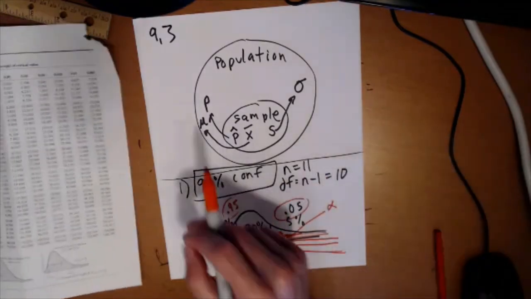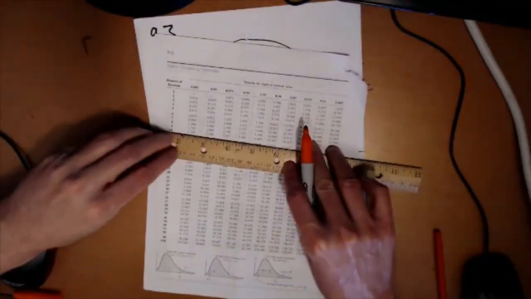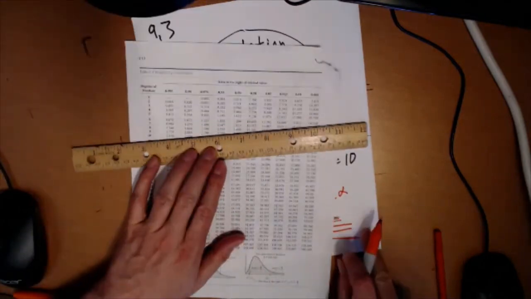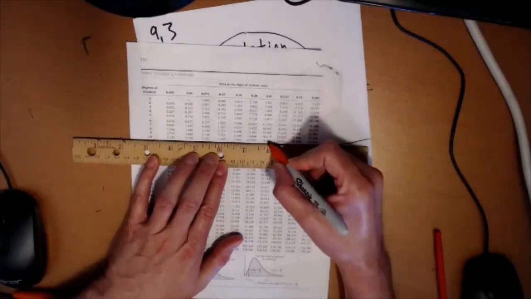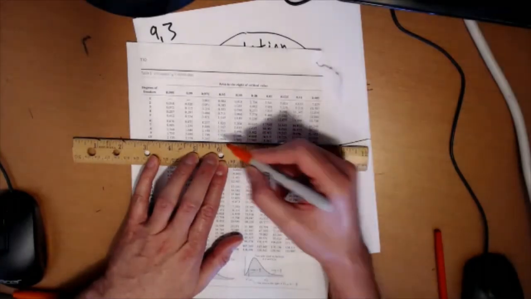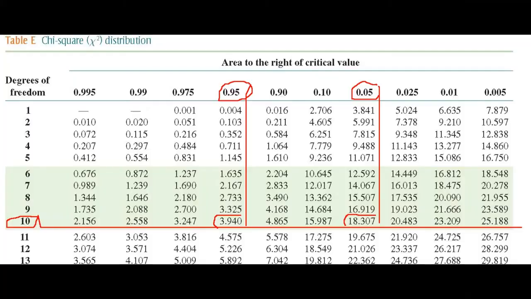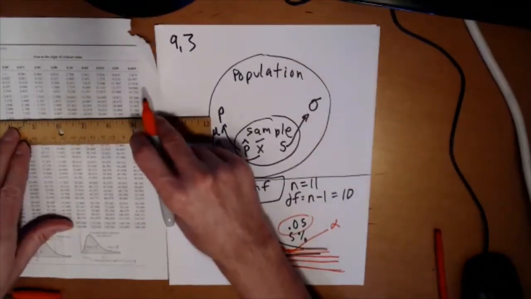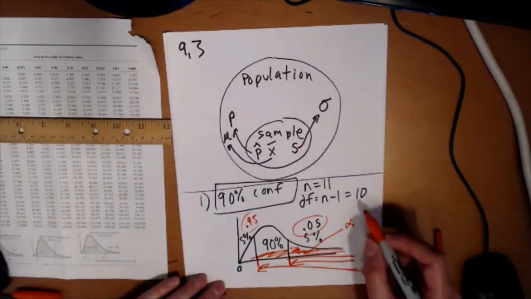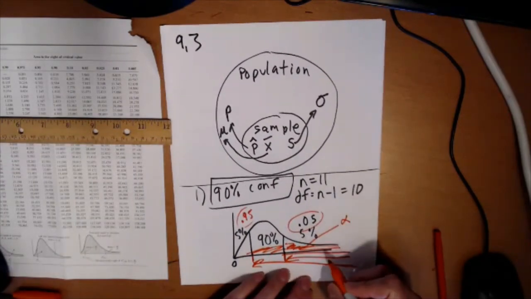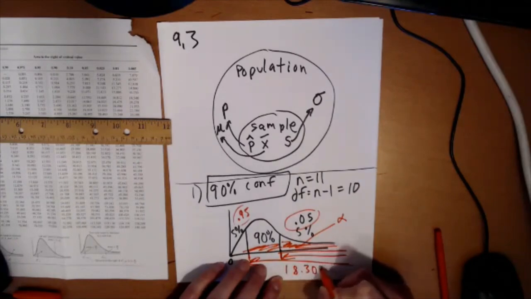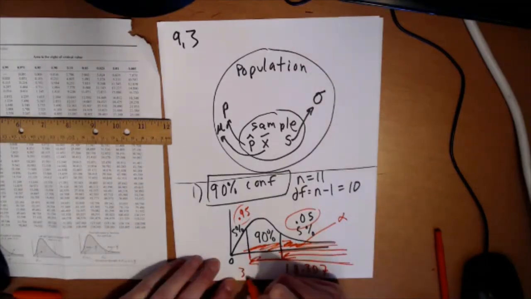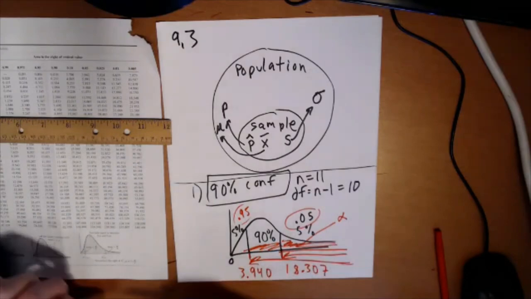You're stuck in row 10. Sometimes I like to use a ruler. I'm stuck in row 10, and I'm looking for 90% in the middle. That's going to give me 18.307 and 3.940. So once again, df of 10, 0.05 gives 18.307, and 0.95 gives 3.940.